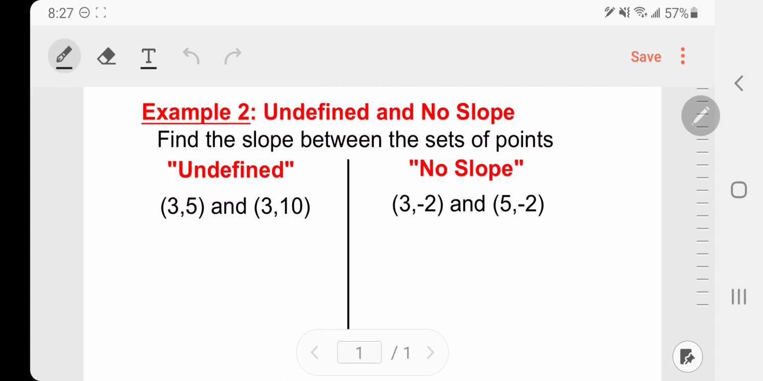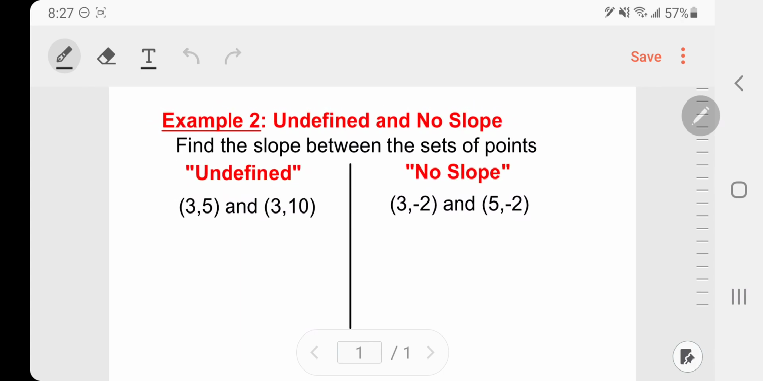Hey everyone. In today's example, we're going to take a look at a couple of different slopes you could possibly have when applying the slope formula, one being undefined and the other being having no slope or zero slope. Okay, so let's take a look at how to solve these first off.